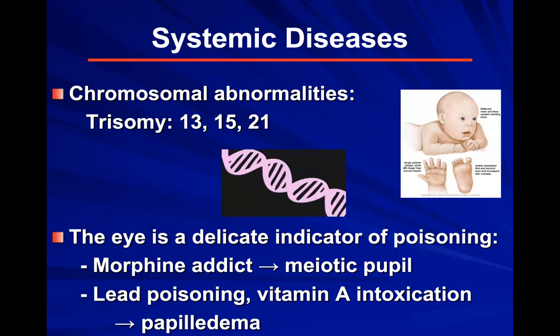Systemic diseases, many chromosomal abnormalities, whether it's trisomy 13, 15, 21, Down syndrome, we know that it causes a lot of eye problems. The eye is delicate also. In addition to chromosomal abnormalities, the eye is an indicator of poisoning. So a morphine addict will usually have a small pupil. Lead poisoning and vitamin A intoxication will cause papilledema. So remember, the eye is part of your body. A lot of systemic diseases do cause problems.